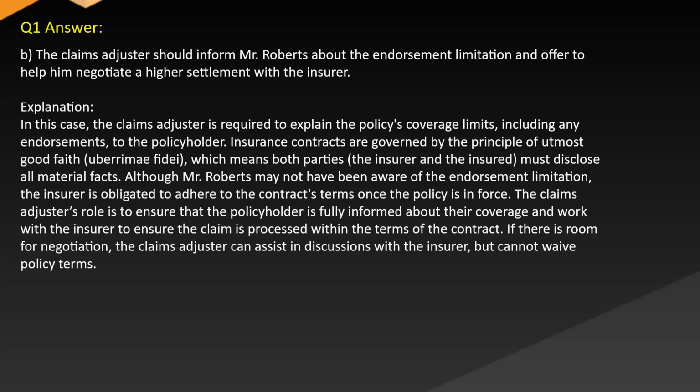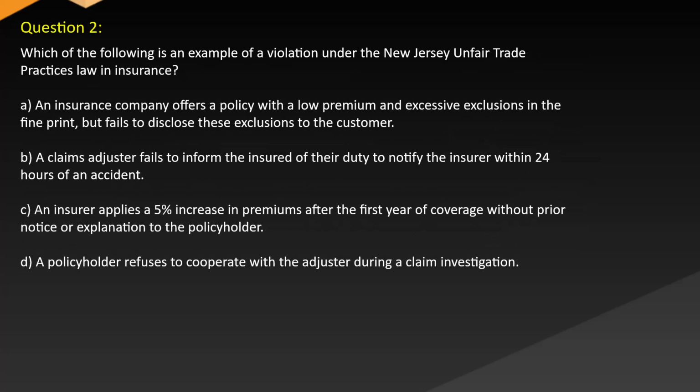Although Mr. Roberts may not have been aware of the endorsement limitation, the insurer is obligated to adhere to the contract's terms once the policy is in force. The claims adjuster's role is to ensure that the policyholder is fully informed about their coverage and work with the insurer to ensure the claim is processed within the terms of the contract. If there is room for negotiation, the claims adjuster can assist in discussions with the insurer but cannot waive policy terms.